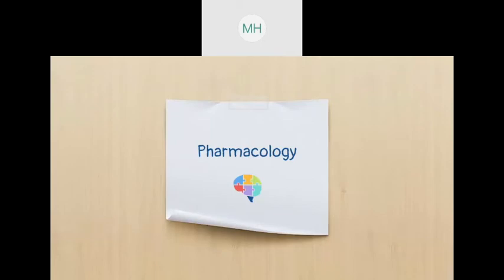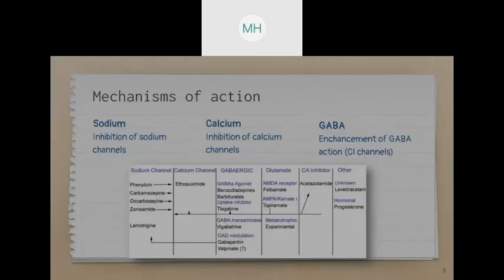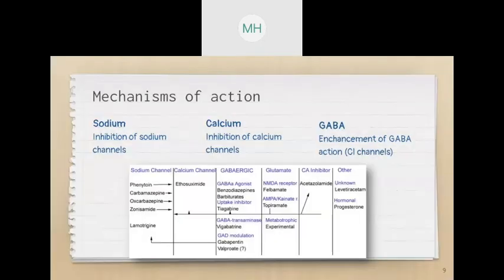So we go to the pharmacology part of this. I like to present my anti-epileptic drugs by differentiating the drugs according to the mechanism of action. There are quite a lot of anti-epileptic or anti-seizure drugs that we know, but there are 3 main mechanisms of action.